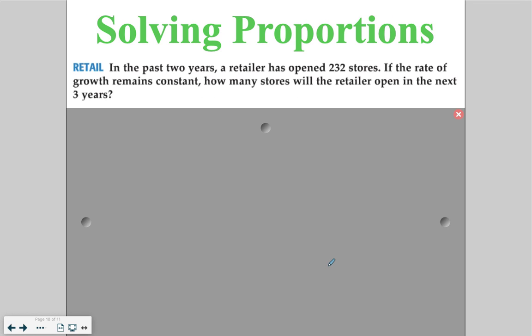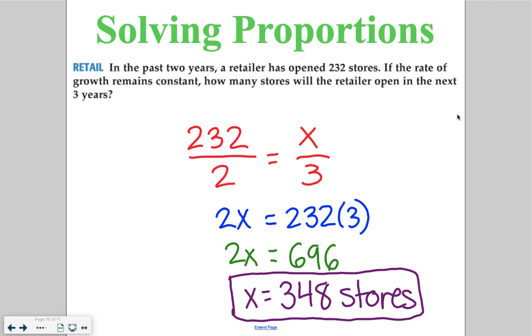Go ahead and try this word problem on your own. Set it up. Again, I would advise that you include the labels here. So the 232 stores in 2 years, and then you've got 3 years as your other label. Using your cross products to solve, you are going to get 348 stores.